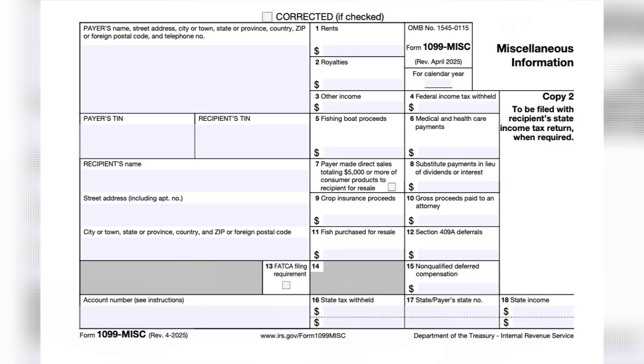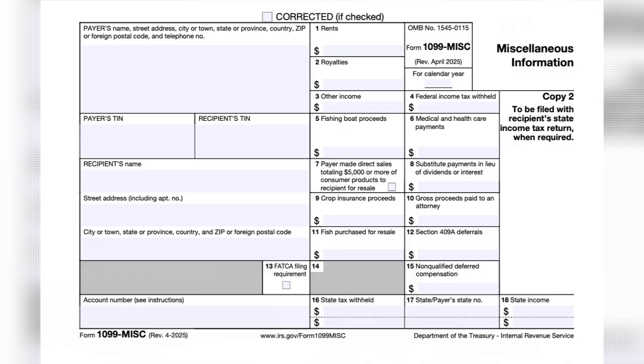Hey everyone, today I'm going to show you how to fill out IRS Form 1099 MISC step by step in a simple and clear way. So this form is used to report certain types of income that don't come from a regular job, like rent, royalties, or other miscellaneous payments. It's important because it helps make sure that these payments are properly recorded and reported. Now let's go through the form together.